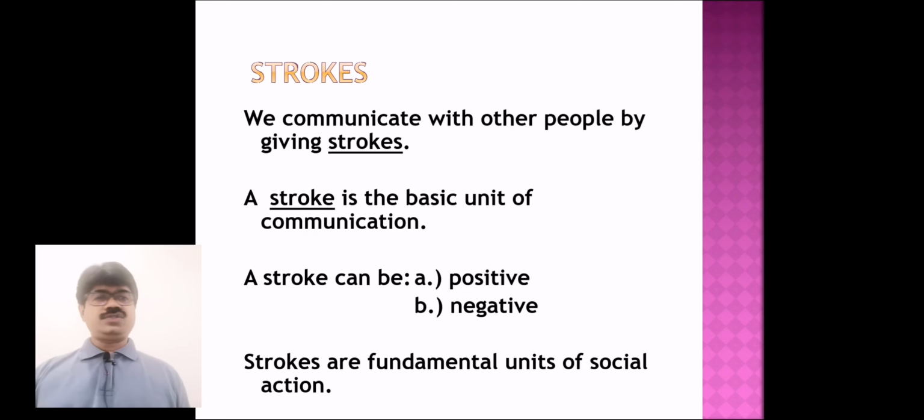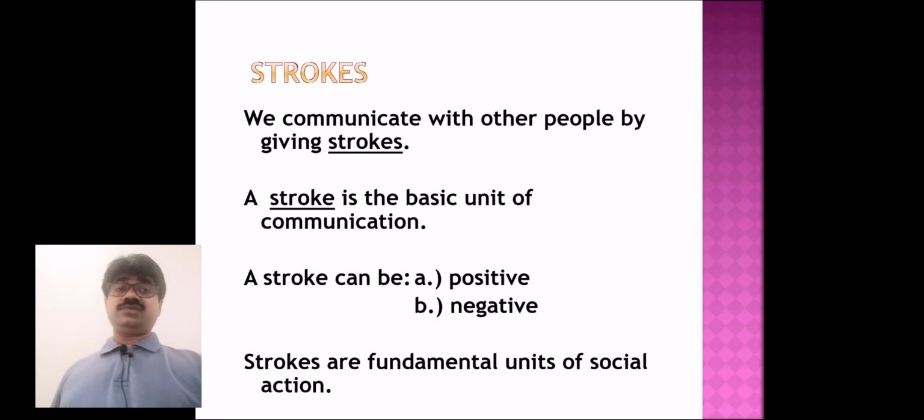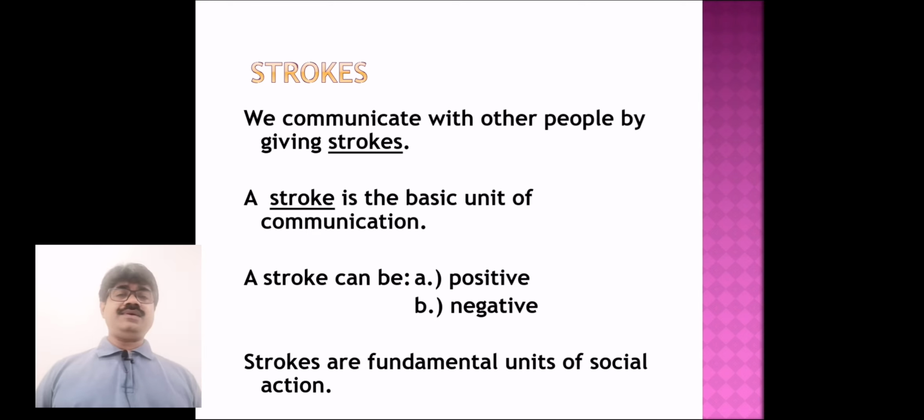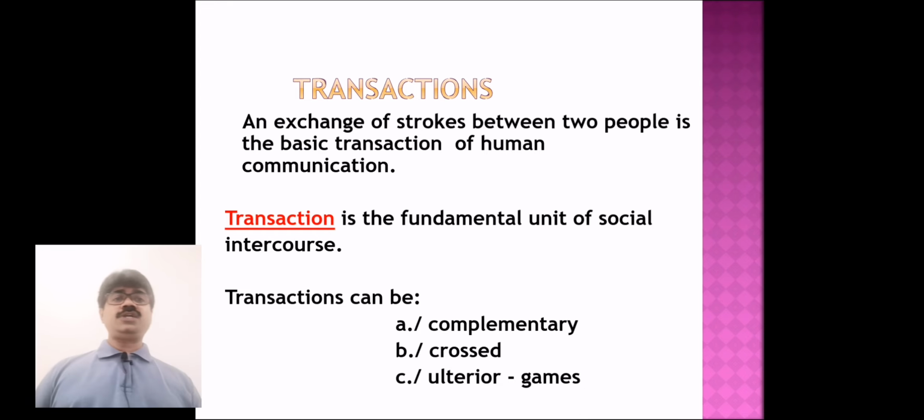Strokes are fundamental units of social action. So you give positive strokes and you also give negative strokes. For example, if you say something that has a negative impact on a person, then it is a negative stroke. You can also give an encouraging stroke, which can have a positive impact.